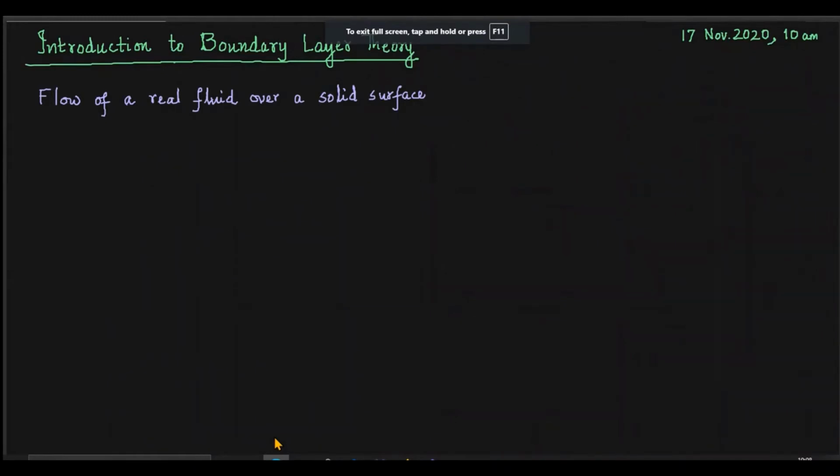Today we'll start with the fifth module, that is introduction to boundary layer. Two prominent topics are involved. One is boundary layer theory and its applications in aerodynamics and hydrodynamics.